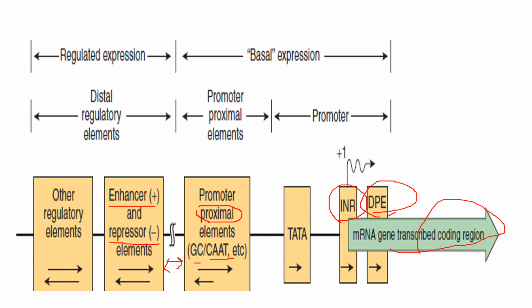The basal expression of a gene requires the recruitment of proteins on the core promoter region and also on the proximal promoter region. But to mediate gene regulation, or gene expression, there is also required the recruitment of the specific transcriptional factors which bind on the enhancers or repressors.